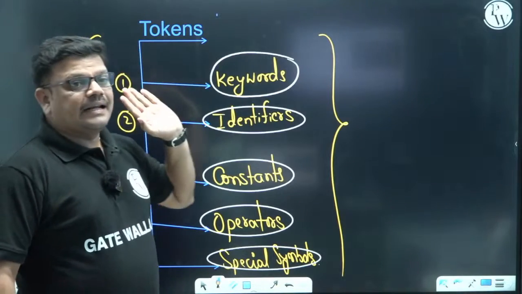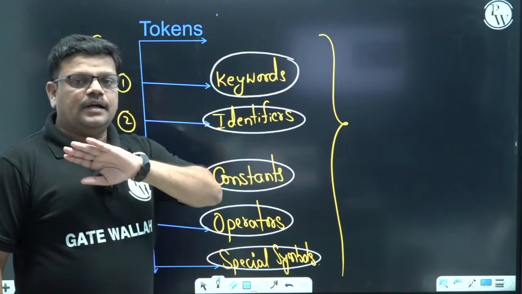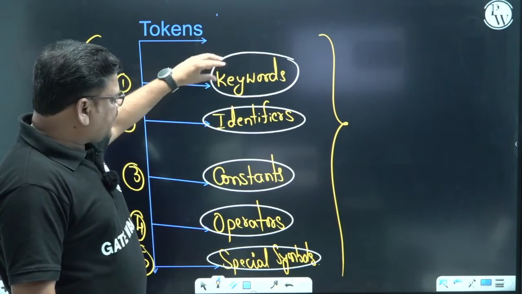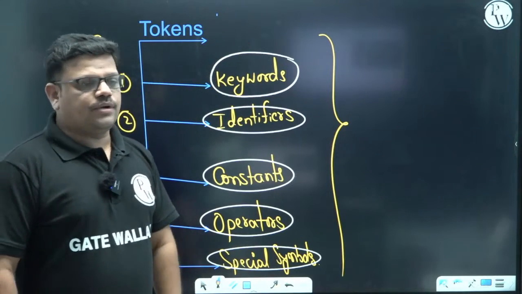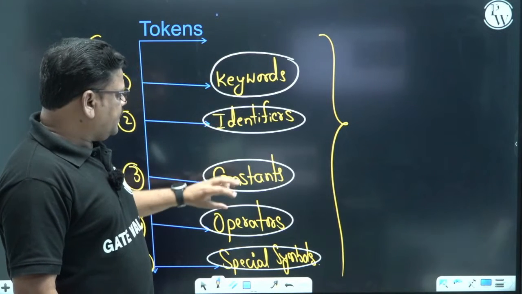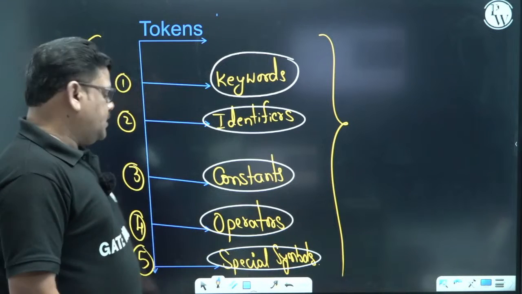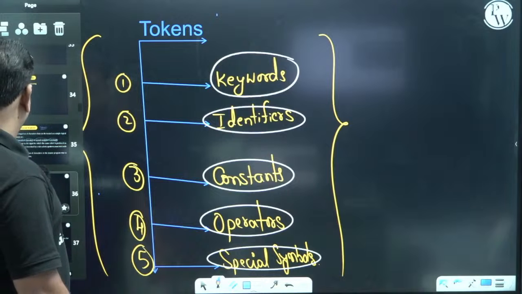keywords. Read a group of characters as input. The task of the lexical analyzer is to read a sequence of characters as input. That sequence of characters should come under one of these categories: either it should be a keyword, an identifier, a constant, an operator, or a special symbol. So the program is broken down like this, into any one of these.